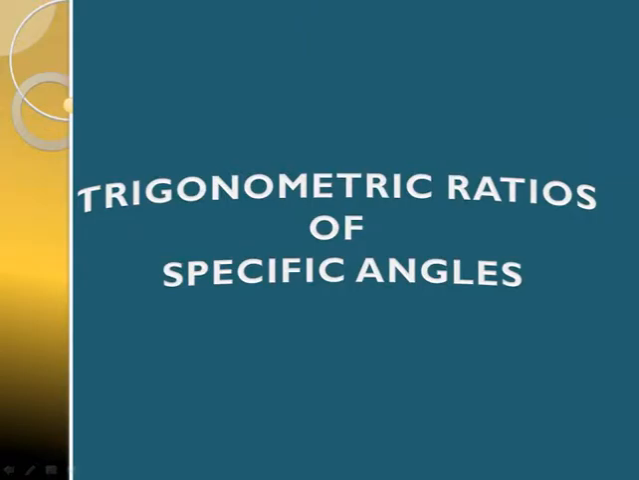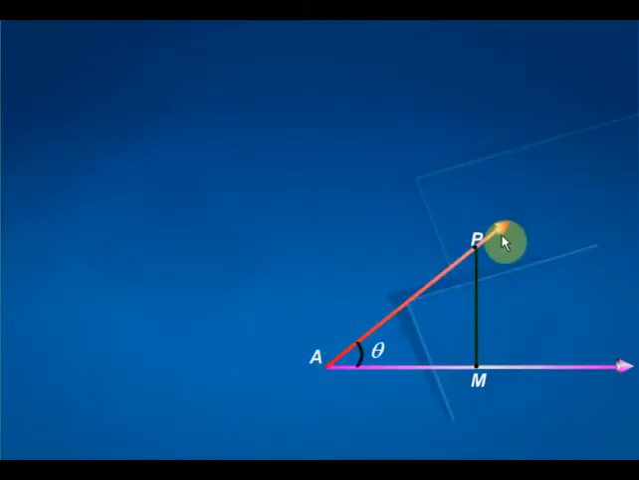So let us say that this is any angle theta and here the vertex is A. Also we have chosen a point P and we drop a perpendicular from P to this initial side. Let us say that this point is M. So PM becomes the perpendicular. So this actually becomes a right angle triangle with angle A equal to theta.